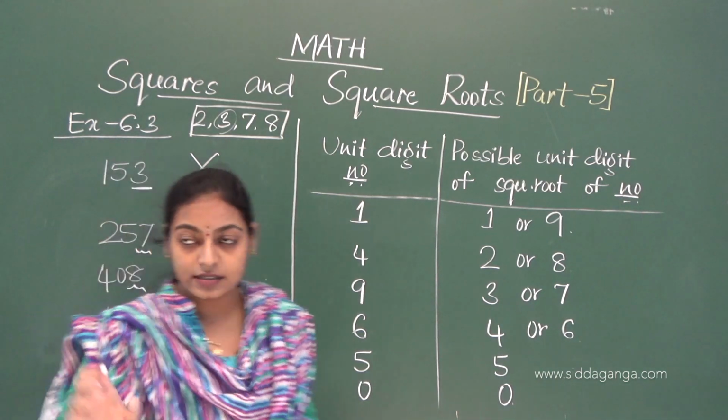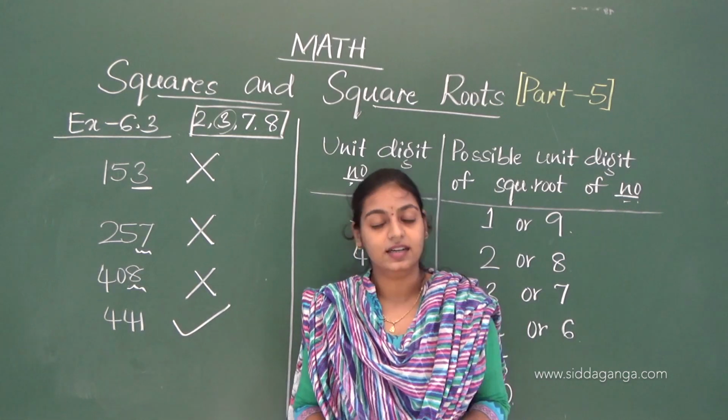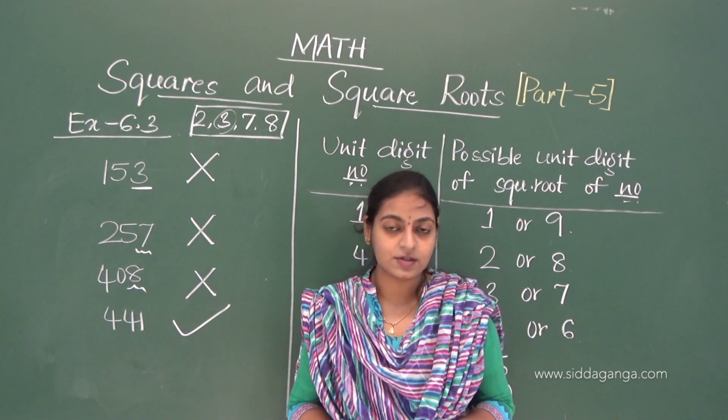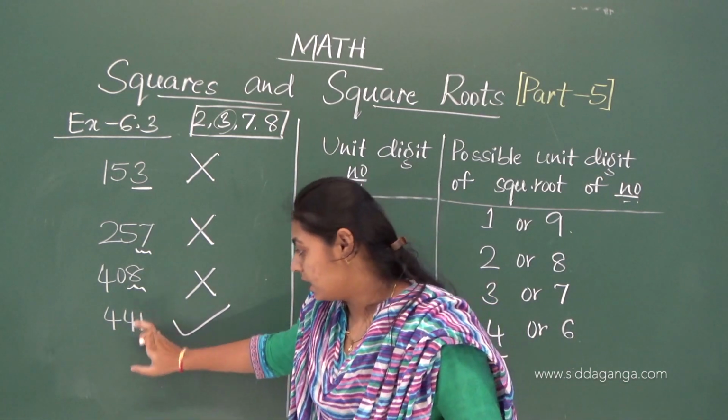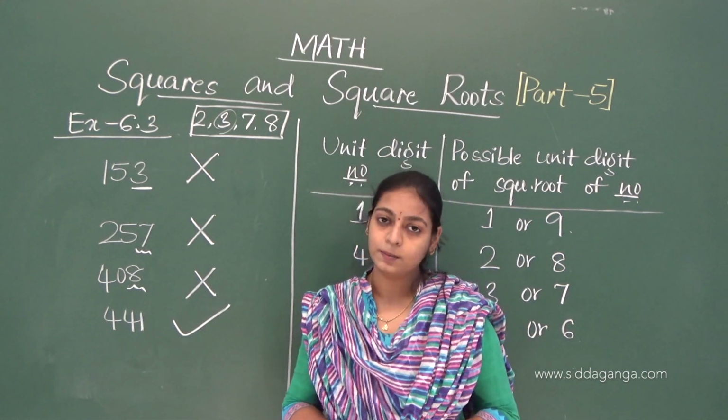So if 2, 3, 7 and 8 come in the units place, those numbers are not perfect squares. Apart from that, if any other numbers exist, they may or may not be perfect squares.